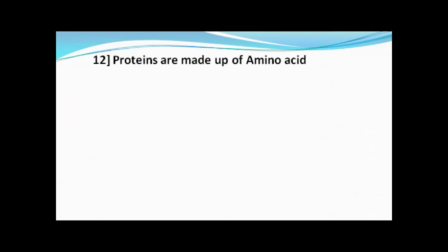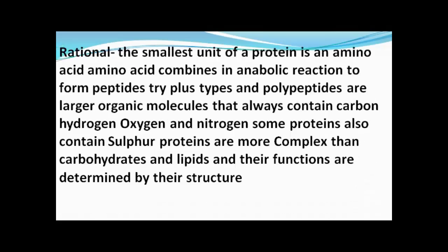Next one is, proteins are made up of amino acids. Answer is true. Rationale: the smallest unit of protein is an amino acid. Amino acids combine in an anabolic reaction to form peptides. Tripeptides and polypeptides are larger organic molecules that always contain carbon, hydrogen, oxygen, and nitrogen. Some proteins also contain sulfur. Proteins are more complex than carbohydrates and lipids, and their functions are determined by their structure. So the answer is true.